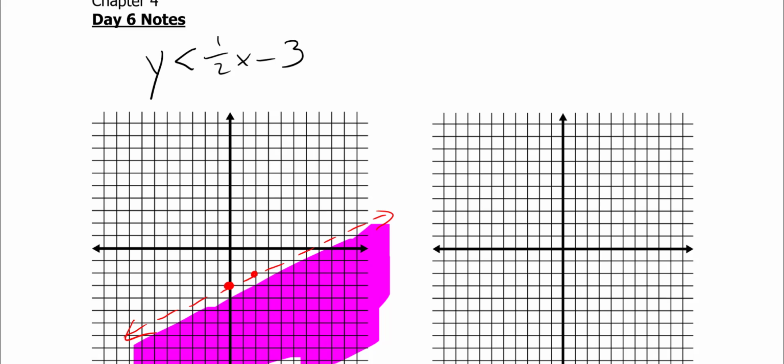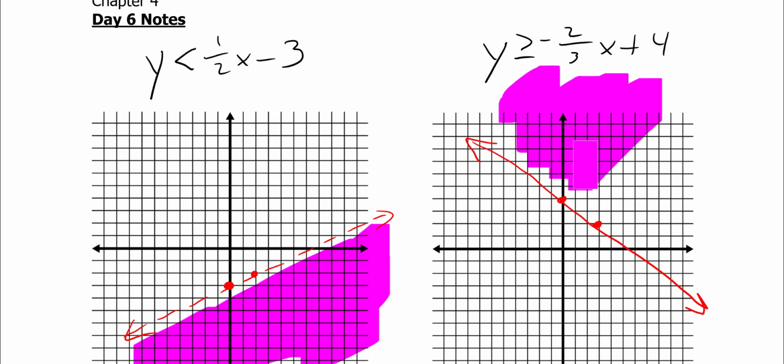Okay, so let's do another one here. How about y is greater than or equal to -2/3 x plus 4? Okay, let's graph it. 1, 2, 3, 4. Down 2 over 1, 2, 3. It's a solid line. So we draw a solid line here. And it's greater than or equal to. So you shade above the line.